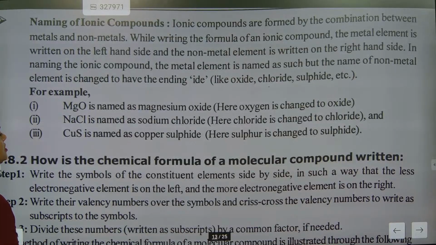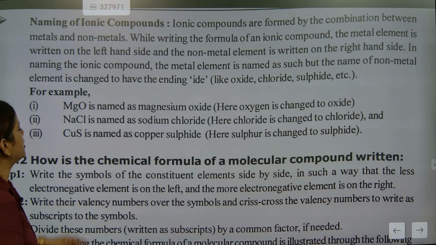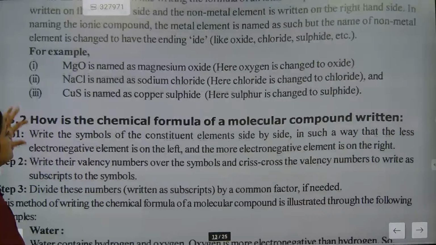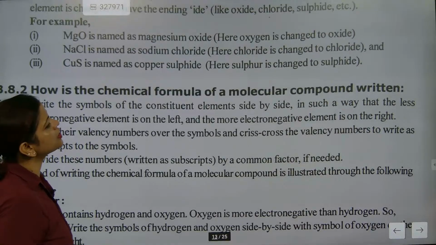So here oxygen is changed to oxide, chlorine is changed to chloride, sulfur is changed to sulfide, because the metal name will be written as it is: copper sulfide, sodium chloride, magnesium oxide. Understood? How is the chemical formula of a molecular compound written?